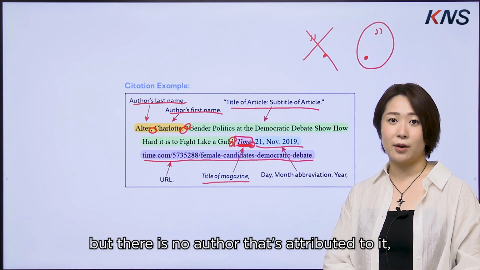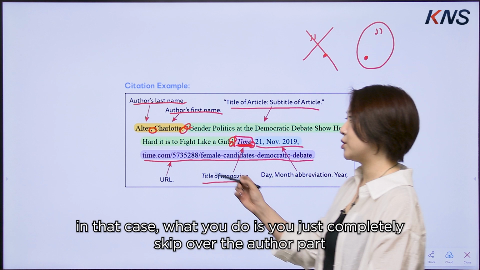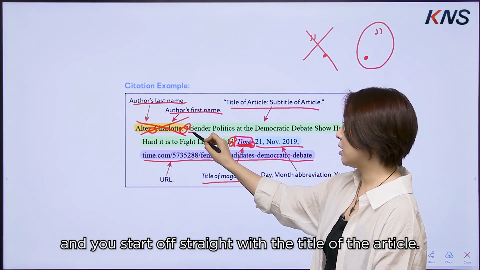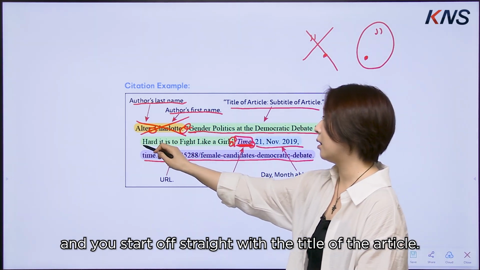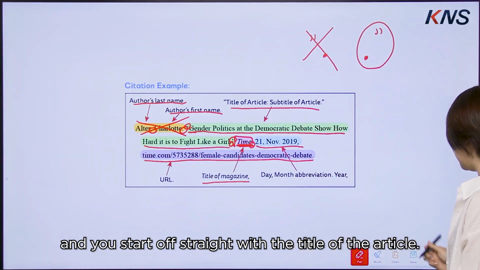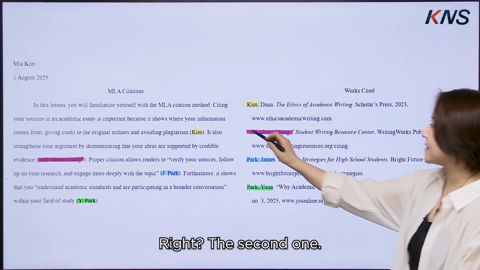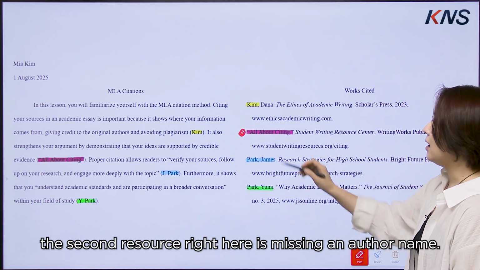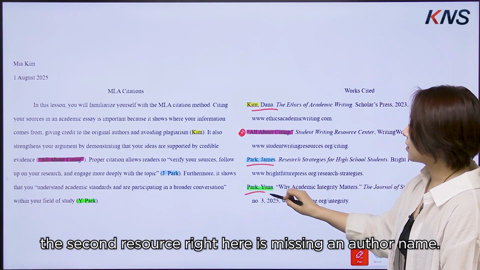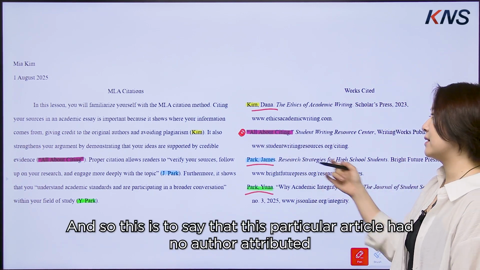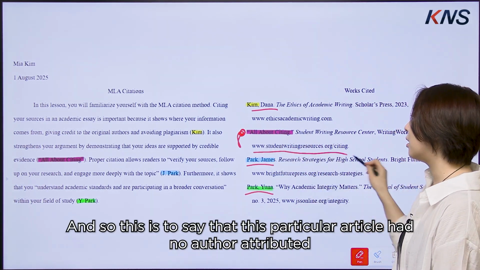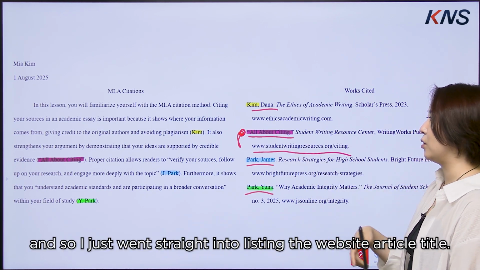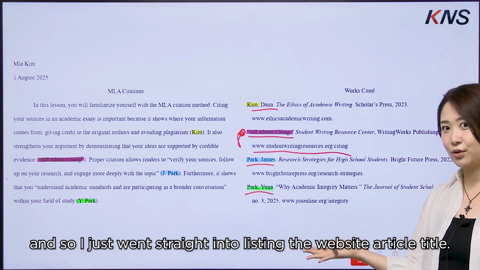Now, in a case where a website article was published and it's legit, but there is no author attributed to it, what you do is you completely skip over the author part and start straight with the title of the article. And that's what we see here, right? The second resource in my example is missing an author name. This particular article had no author attributed, and so I just went straight into listing the website article title.